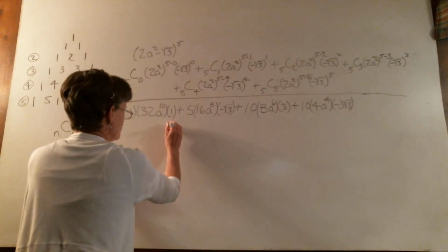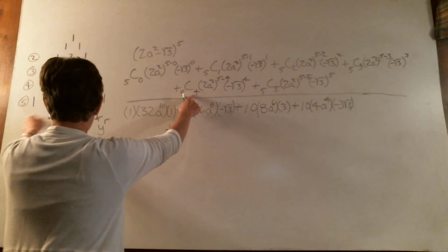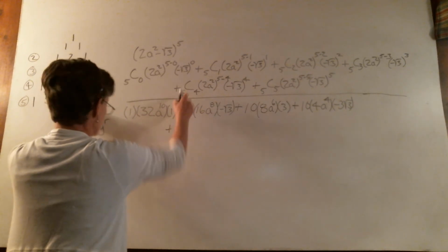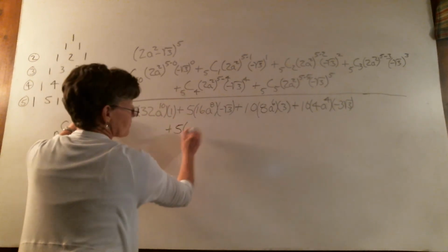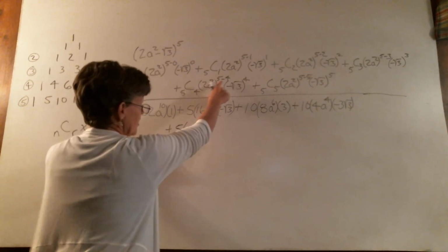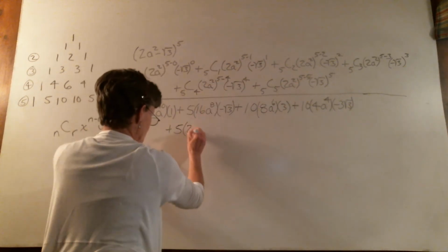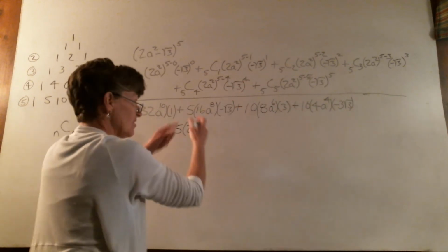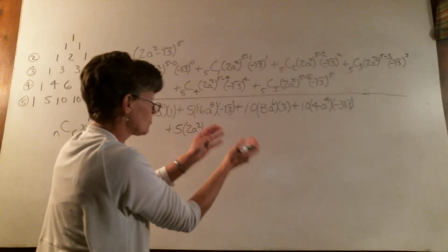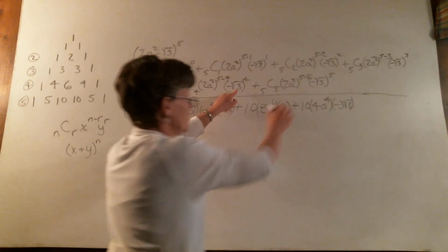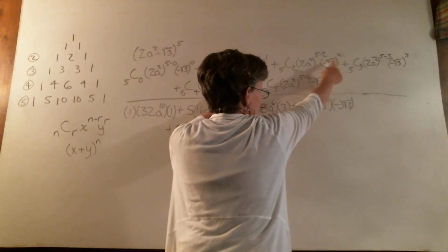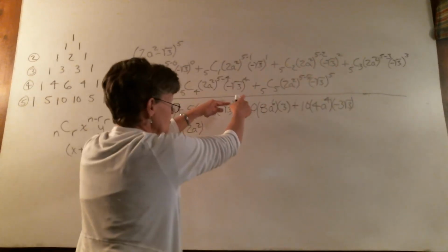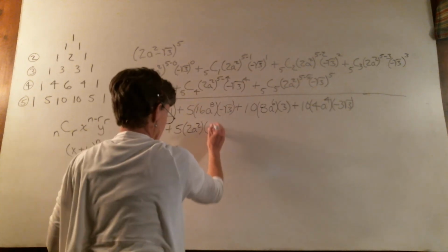And then plus 5C4, or 5C4 is 5. And 2a squared to the first power, well, that's just 2a squared. And then negative square root of 3 to the fourth. Well, that's like 2 times negative square root of 3 squared. So negative square root of 3 squared was just 3. So I've got 2 of those. So 3 times 3 is 9.